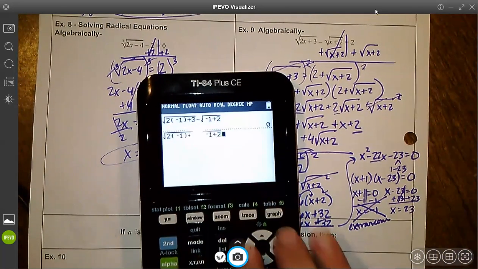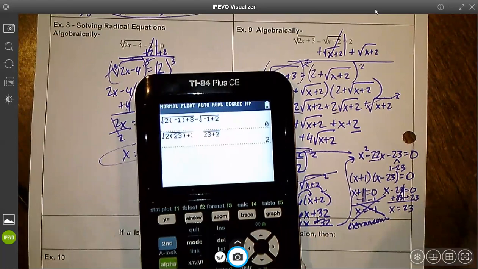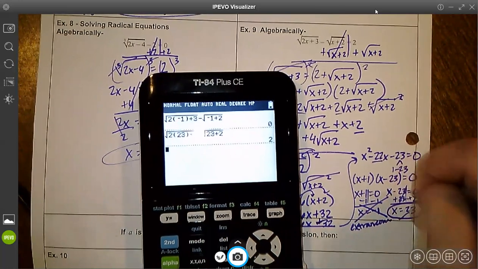And then I'm doing the same thing, but this time I'm plugging in 23. And I got 2, so that's my answer. X equals 23.